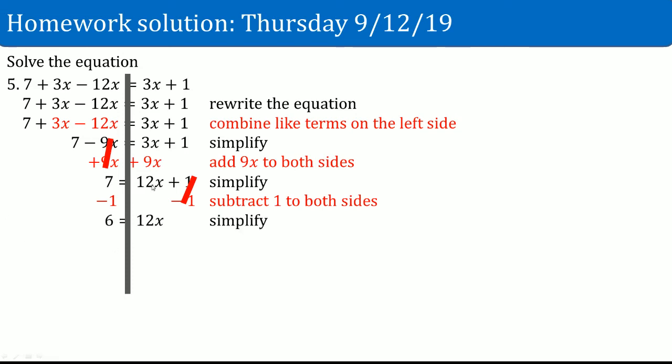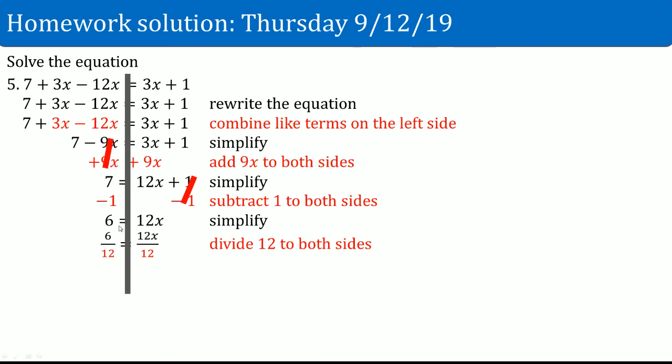6 is equal, bring down the 12x. Now it goes back to a Monday's problem, a single step. Right now you have 12 times x. So what is the opposite of 12 times x? It is to divide by 12, right? So divide by 12, divide by 12.